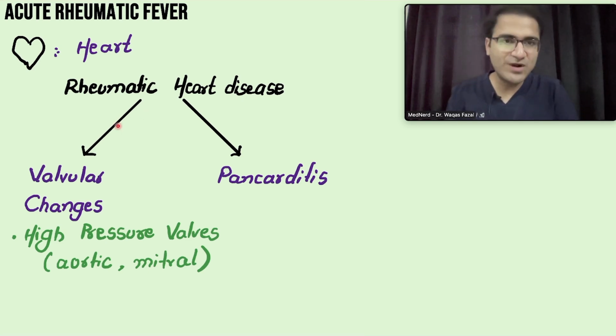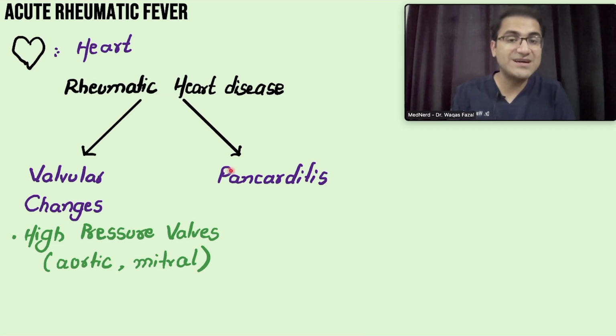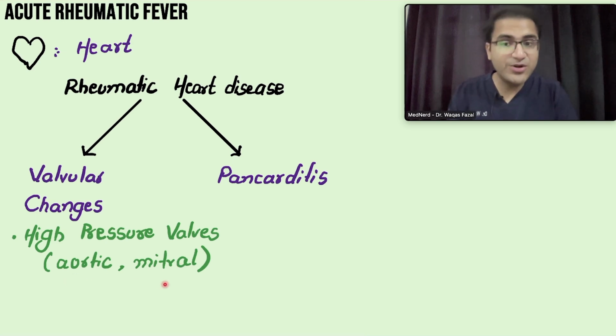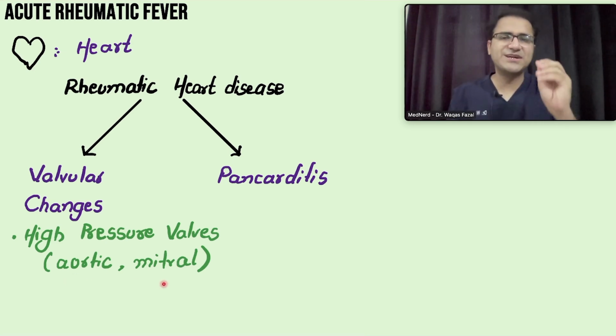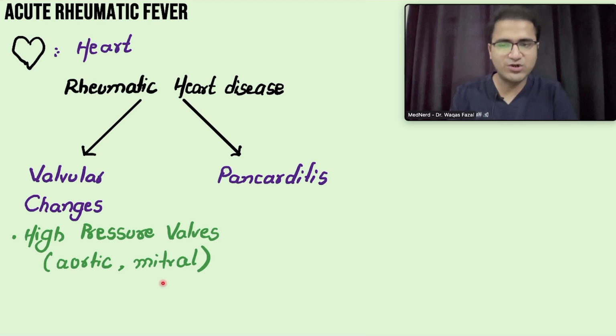They can be divided into two categories: the valvular changes that take place in acute rheumatic fever and the inflammation of the heart wall, that is called pancarditis. Now, in the valvular changes, when these antibodies attack the heart valves, they usually affect the high pressure valves like the aortic valve or mitral valve, because the mitral and aortic valves are on the left side and the pressures are higher on the left side. Among the aortic and mitral valve, you must remember that the mitral valve is most commonly affected in rheumatic heart disease. So if someone asks you about a single most important valve to remember, you must remember the mitral valve being the most important one.